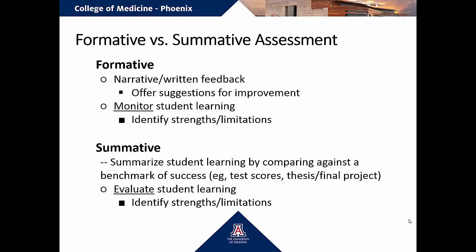Types of feedback can be informal or formal. Feedback can be given informally at the end of a clinic day or hospital shift, or scheduled formally as a mid and end rotation review. Types of feedback also include formative and summative. Formative feedback is narrative and/or written, offers suggestions for improvement, and is for the purpose of monitoring student learning. Summative feedback compares students against a benchmark of success, for example, test scores.